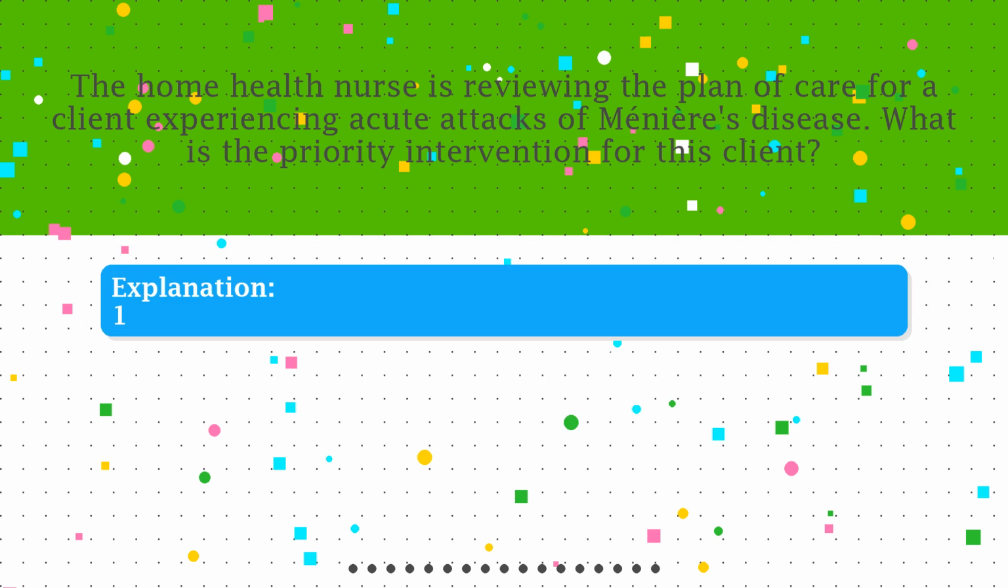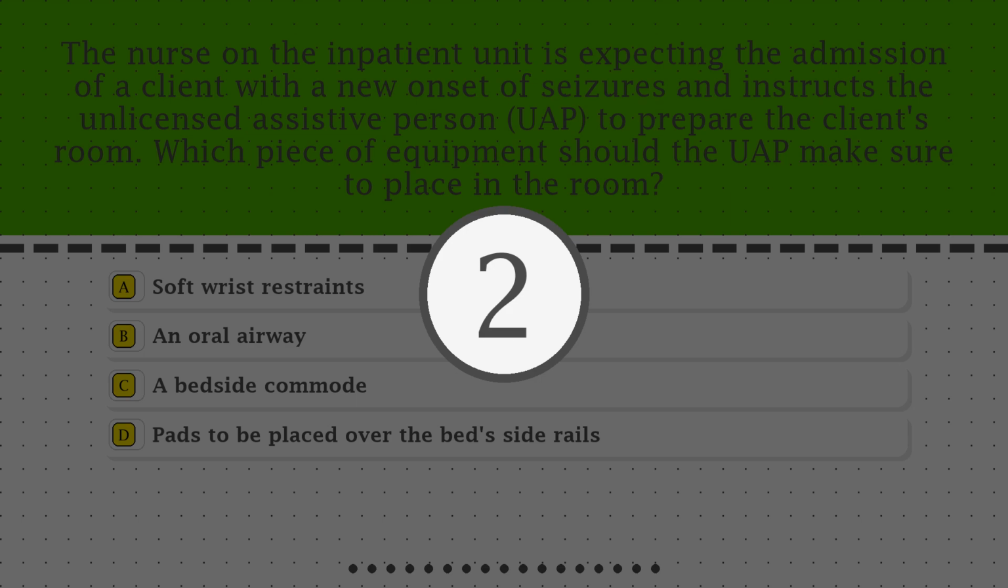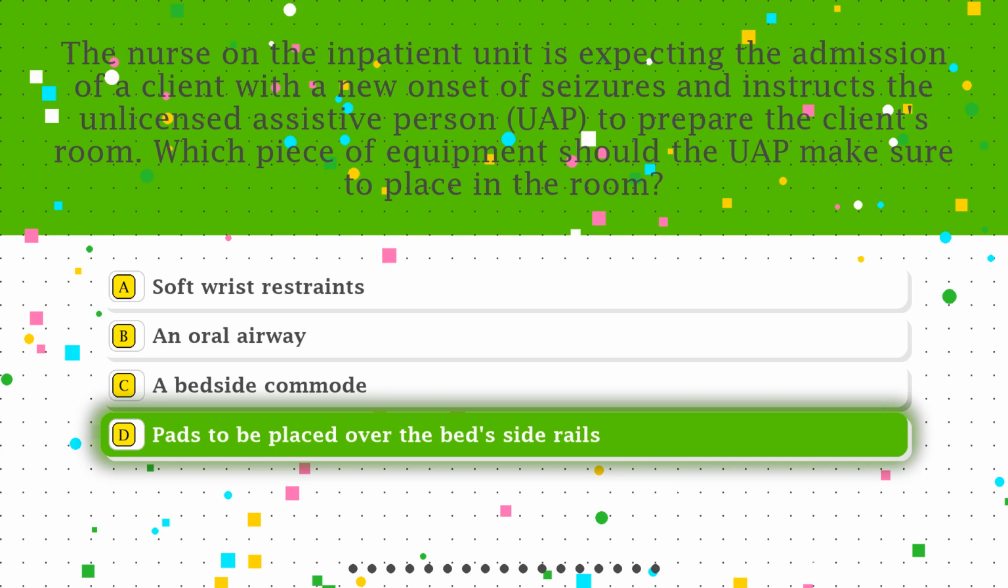Question 8. The nurse on the inpatient unit is expecting the admission of a client with a new onset of seizures and instructs the unlicensed assistive person, UAP, to prepare the client's room. Which piece of equipment should the UAP make sure to place in the room? Option A, soft wrist restraints. Option B, an oral airway. Option C, a bedside commode. Option D, pads to be placed over the bedside rails. The correct answer is option D, pads to be placed over the bedside rails.